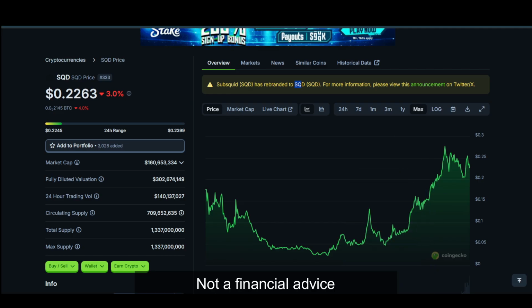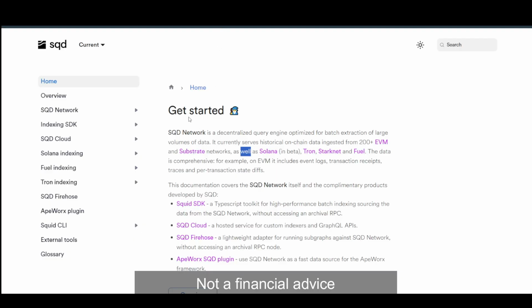So now let's start with what SQD network is. It is a decentralized query engine optimized for batch extraction of a large volume of data. It currently serves historical on-chain data ingested from 200 plus EVM and Substrate networks, as well as Solana, Tron, Starknet, and Fuel, which I think is a massive amount. The data is comprehensive. For example, on EVM, it includes event logs, transaction receipts, traces, and per transaction state diffs.